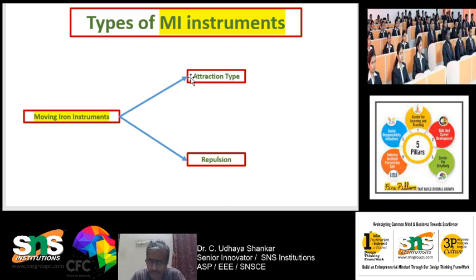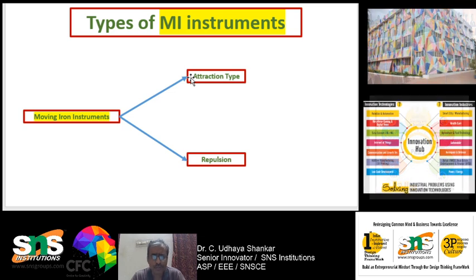I just want to convey here that the moving iron instrument is the most commonly used lab instrument. Even when compared to your PMMC, that is your MC instruments, MI instruments are most frequently used.